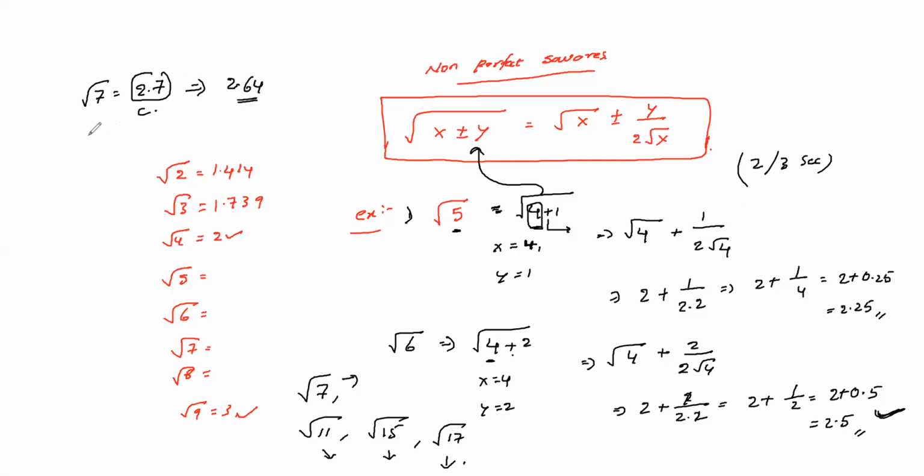Let's see root 11. Root 11. 3.33, sir. Super, good. So 3.33 is your value, but when I do it in the calculator, it is 3.31. Okay, so it is approximate. It's almost close.